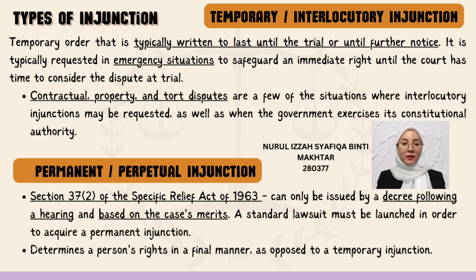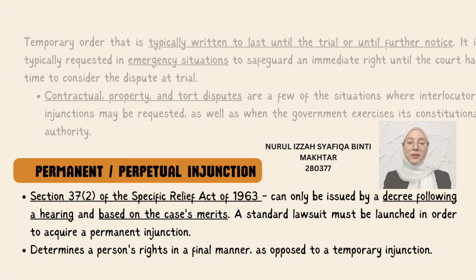Next is permanent injunction. Stated in Section 37, Subsection 2 SRA, a permanent injunction can only be issued by a decree following a hearing and based on the case merits. To put it simply, a standard lawsuit must be launched in order to acquire a permanent injunction. In this lawsuit, the right being sought is evaluated on its merits, and then a judgment is issued granting the injunction. Therefore, a permanent injunction determines a person's right in a final manner as opposed to a temporary injunction.